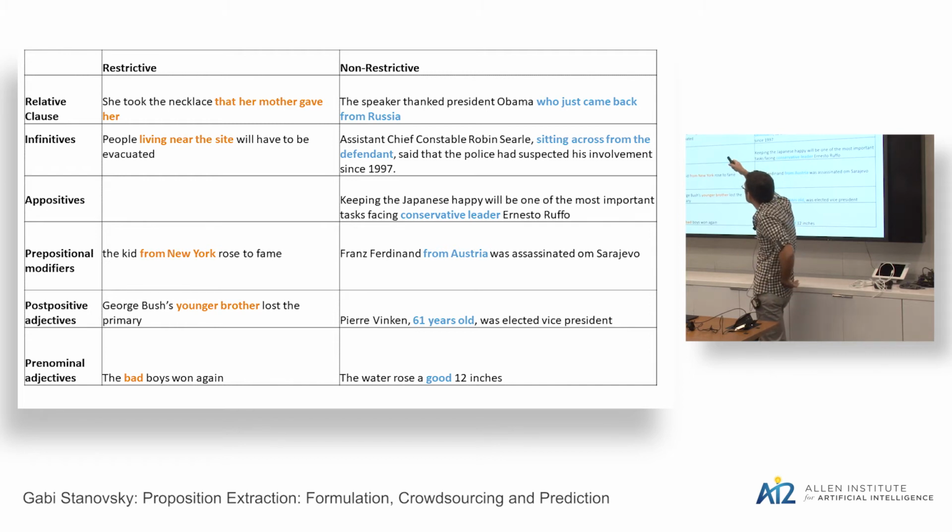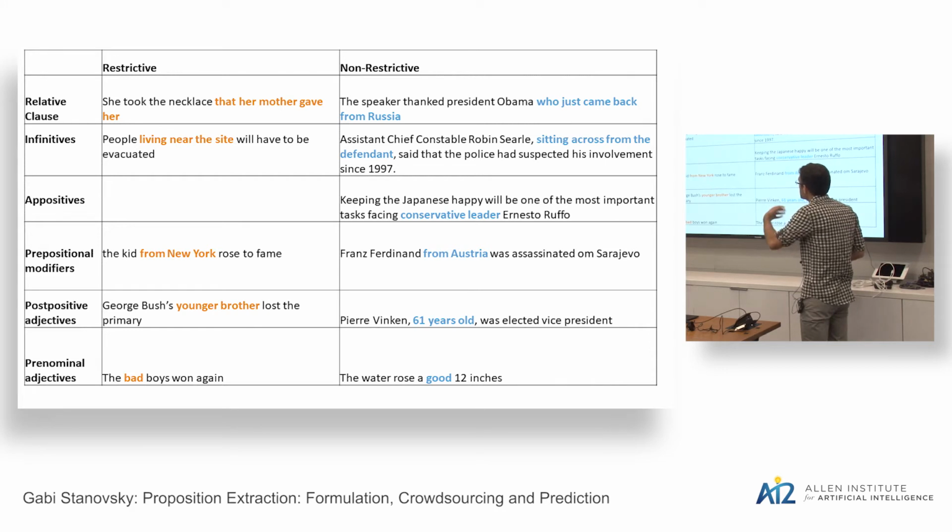So for example, for relative clause, if we look at the sentence, she took the necklace that her mother gave her, so this modifier here in orange is a restrictive modifier, right? You need that modifier in order to identify the specific necklace that she took, as opposed to the speaker thanked President Obama who just came back from Russia, which you can drop. So both of these are relative clauses. And we can look similarly at the different syntactic constructions, each of which has a restrictive and a non-restrictive version. So syntax alone cannot give enough clues.